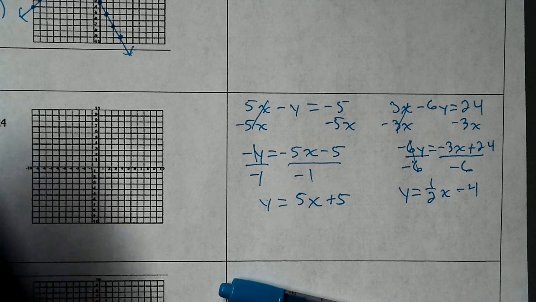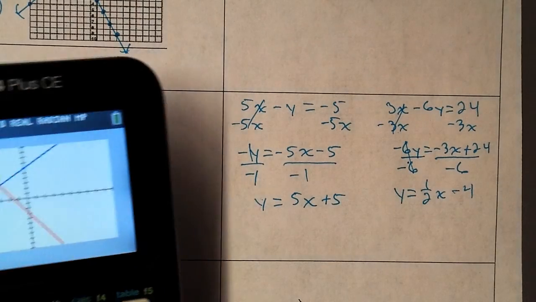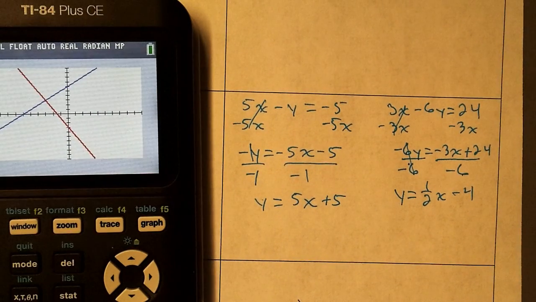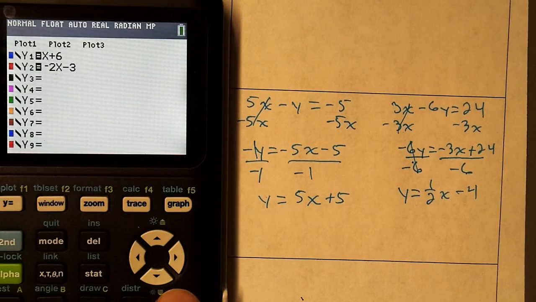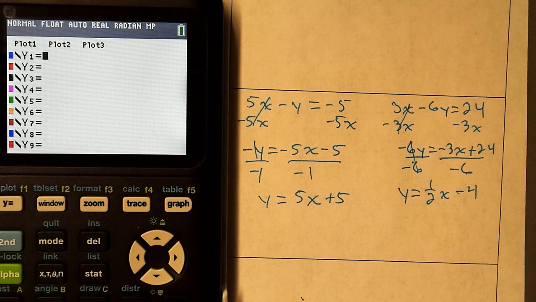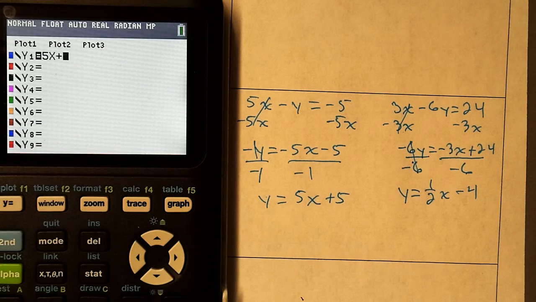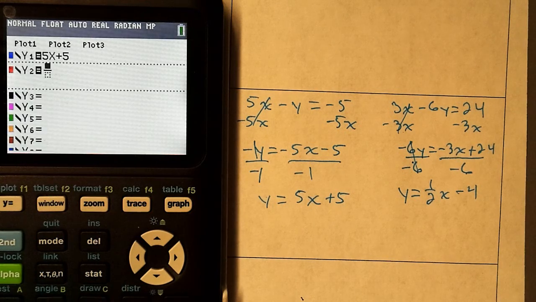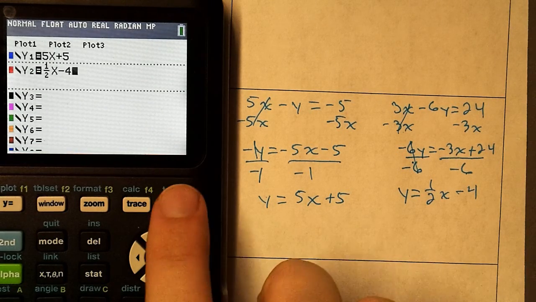So go through your steps. We got the equations into y equals. Now we're going to go back into our equation. You can still see my graph from last time. If you go back to y equals, all you have to do is hit clear and go to the next line, hit clear, and then type your new ones in. So our new one is 5x plus 5, and then 1/2, to put in a fraction, push alpha y equals and enter. 1/2 x minus 4. Hit graph.